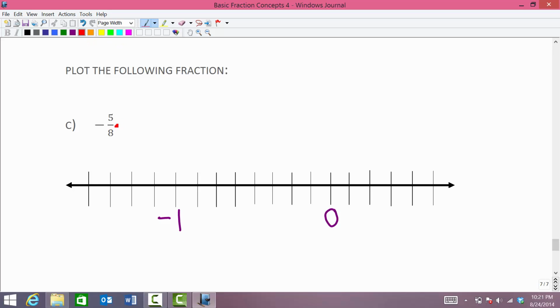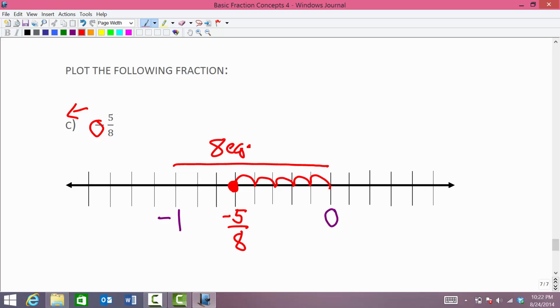Notice that my denominator is larger than my numerator. So I need to go 5 of those 8 equal pieces. Since I'm negative, that means I'm going toward the left. So we go 1, 2, 3, 4, 5, and that gives me negative 5/8. So we have this broken up into 8 equal pieces, and we go 5 of those 8 equal pieces. Since we're negative, we're going toward the left.